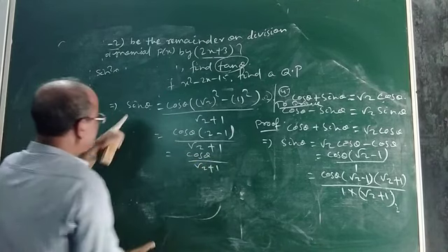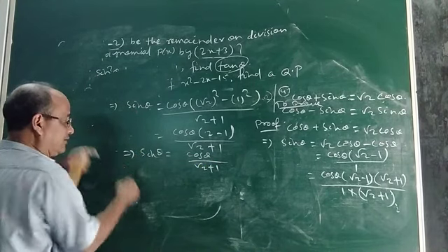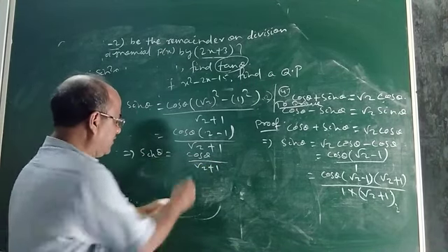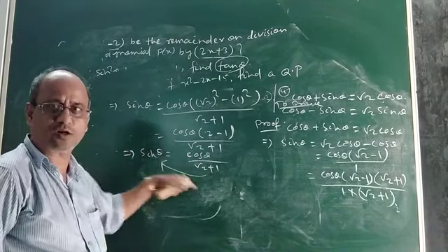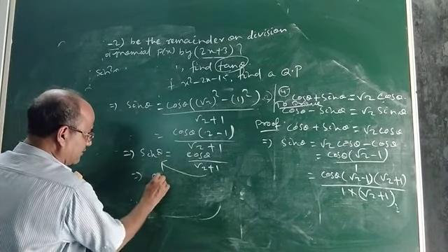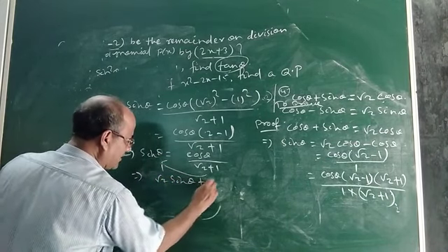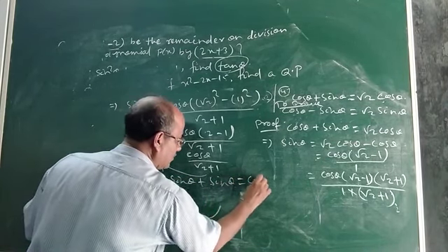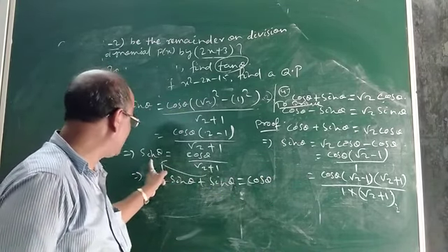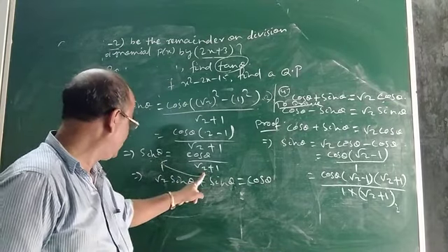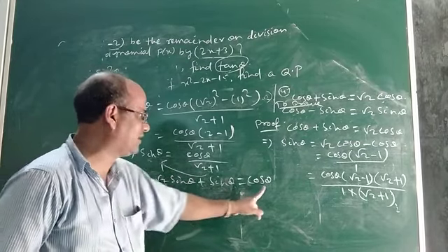See. So sin theta equal to cos theta by root 2 plus 1. Now it is very simple. Do cross multiplication. So what you will get? You will get root 2 sin theta plus sin theta equal to cos theta. Very simple. Root 2 plus 1 you cross multiply, cross multiply sin theta by root 2 plus 1. So it will be root 2 sin theta plus 1 into sin theta is sin theta. So root 2 sin theta plus sin theta is cos theta.